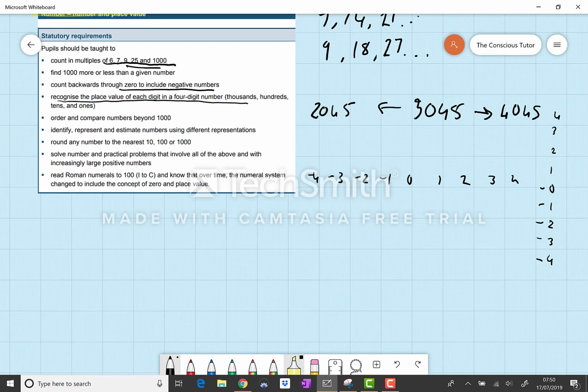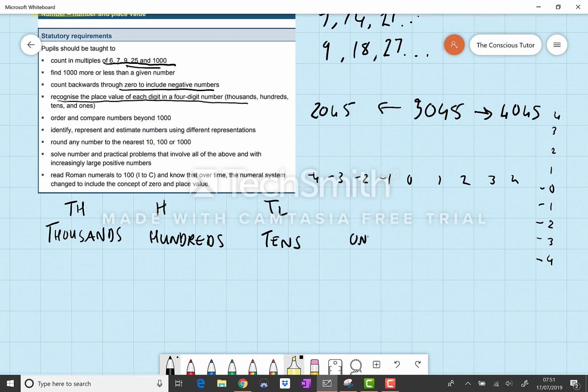Children in Year 4 need to recognise the place value of each digit in a 4-digit number. So knowing that in the example 3,045, there are 3 thousands, 0 hundreds, 4 tens and 5 ones. They will also need to partition those and represent them in different ways.